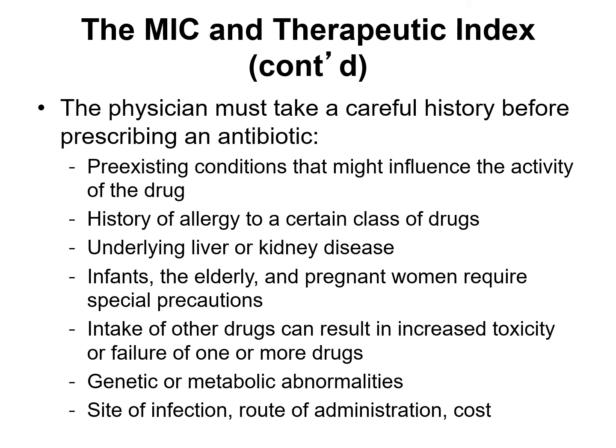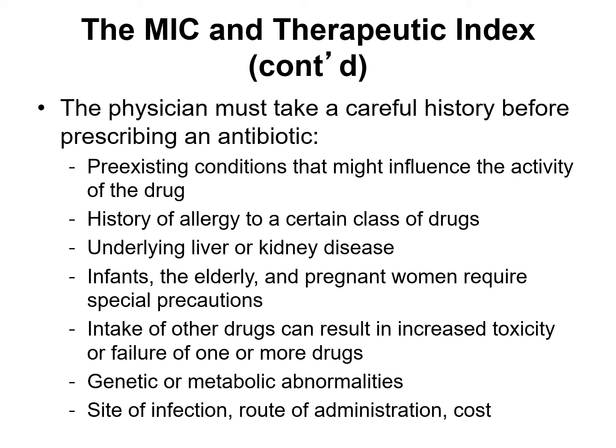So the physician must take a careful history before prescribing an antibiotic. This is really important. Histories are huge. Pre-existing conditions that might influence the activity of the drug need to be known. We want to give the best medication we can without causing other issues. History of allergy to a certain class of drug is super important. I'm allergic to ACE inhibitors. If I have some condition that comes up, ACE inhibitors are great to treat, but there's probably some other medication they can give. They need to know, let's not cause this death situation in this patient. Let's give her something else.